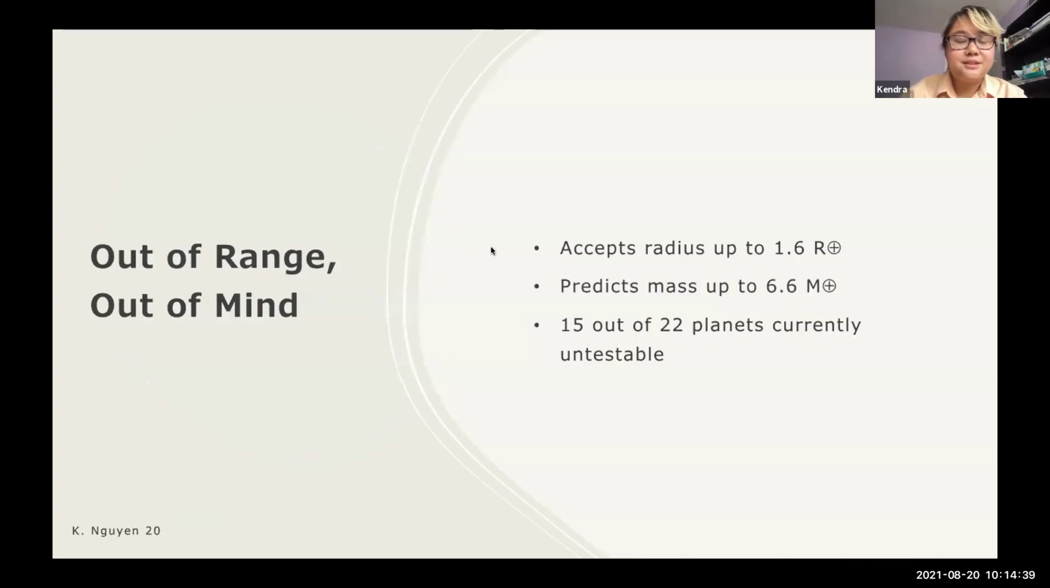Unfortunately, we did run into some problems with Exoplex. Since the code was designed for TRAPPIST-1 planets, we found that when we ran our radius and mass through for our planets, the code seems to bug out. Currently, it can only accept radii up to 1.6 Earth radii, and the greatest mass it can predict is up to 6.6 Earth masses. This leaves 15 out of our 22 planets currently untestable.